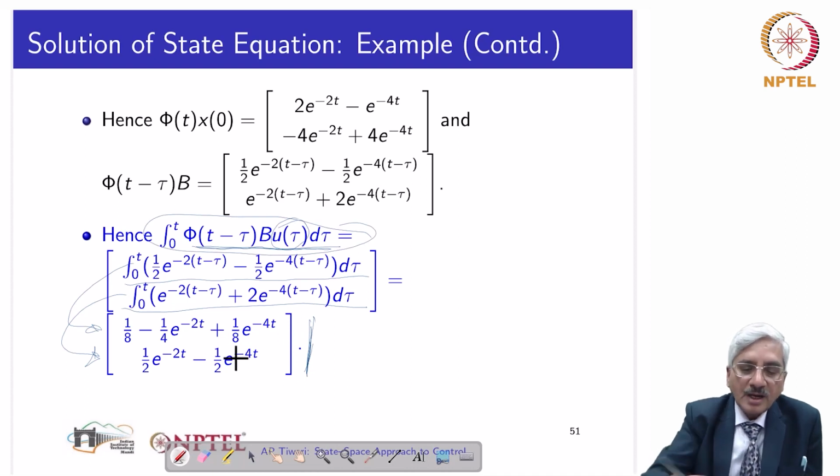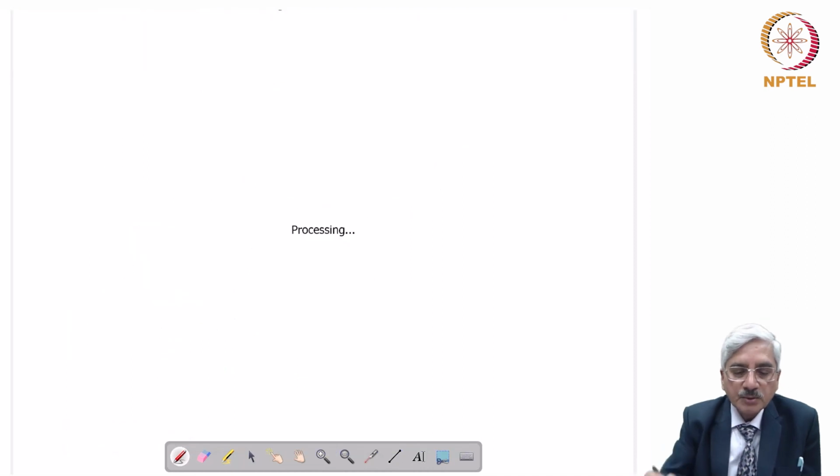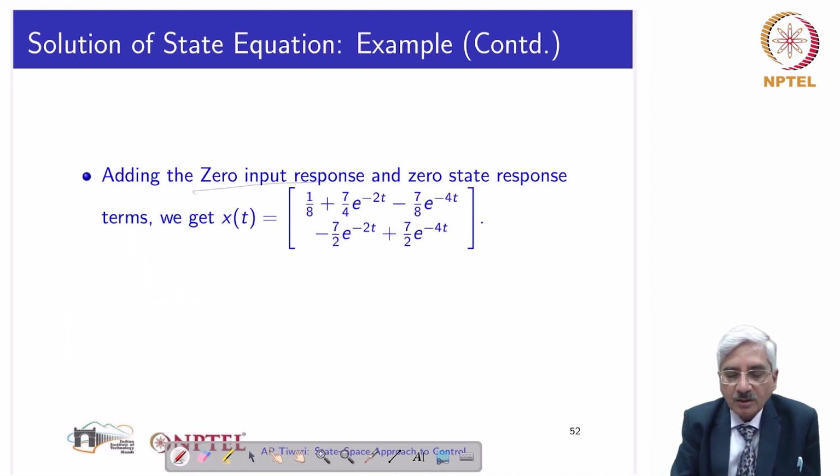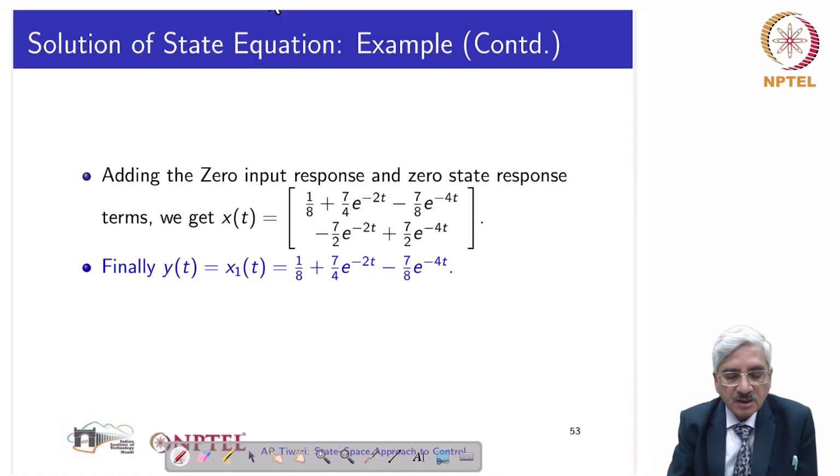And we now add: this phi t x0 is the zero input response, and this is the zero state response. We add the two together to get the solution of the state xt, which will come as this. And once xt is known, then yt is obtained as c times xt, which essentially in this case is x1t, which is this. This is the output variation with time yt.